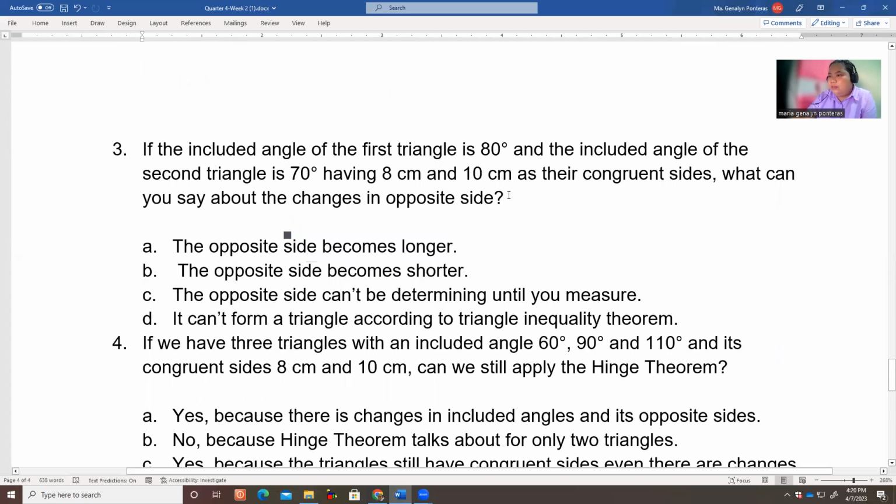If the included angle of the first triangle is 80 and the included angle of the second triangle is 70, having 8 cm and 10 cm as their congruent sides, what can you say about the changes in opposite sides? So first is 80, and the second triangle is 70. So that would be 80 degrees greater than 70. So the effect, the opposite side becomes shorter. Kasi lesser yung first triangle. So our answer is letter B.